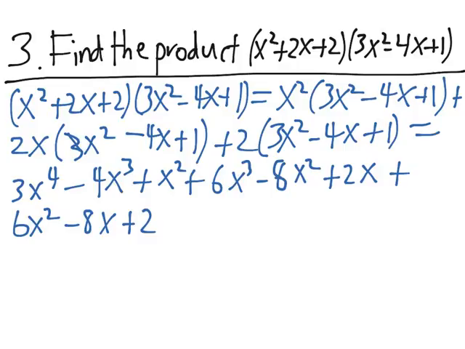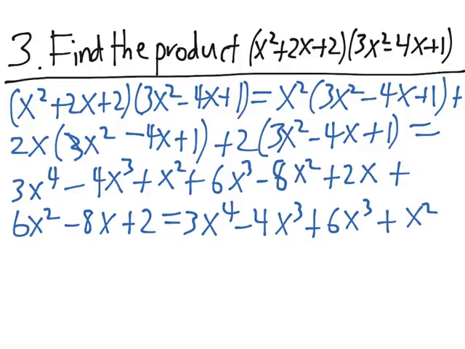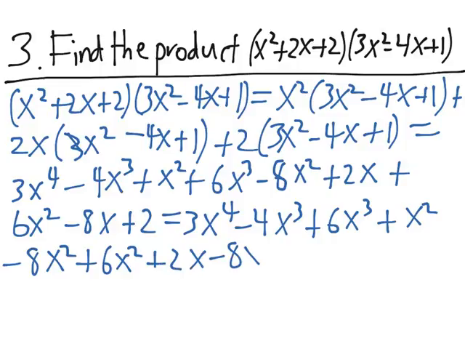Now there's still a lot of like terms to simplify here. So let's write this polynomial in descending order to make it easier to look at. We have 3x to the 4th minus 4x cubed, and there's another x cubed term, plus 6x cubed, then plus x squared minus 8x squared plus 6x squared. There's three x squared terms, and then plus 2x minus 8x, and finally plus 2.